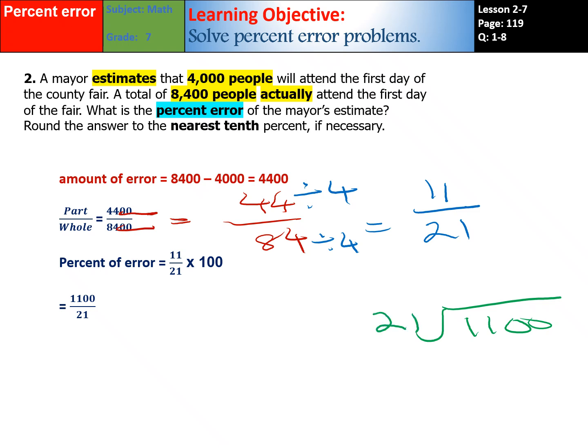Pause the video for a few seconds, solve it and try to get the answer. After long division, you will get 52.4. So the answer is 52.4%.